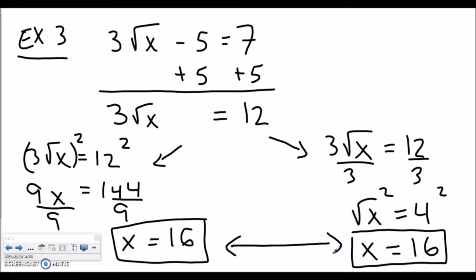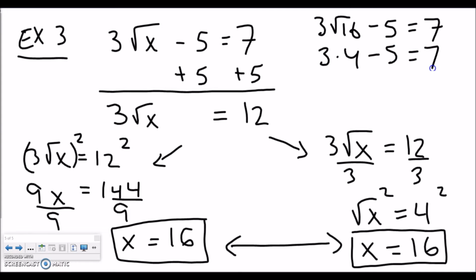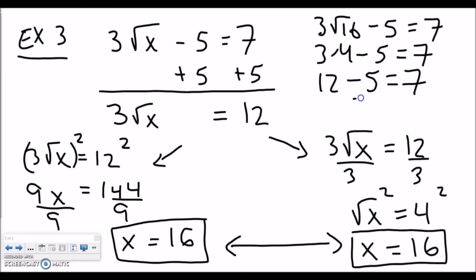And again, we have to check our answer to make sure that it works. So I'll do that at the top here. 3 square roots of 16 minus 5 equals 7. That means 3 times 4 minus 5 equals 7. That's 12 minus 5 equals 7, and we know that the 12 minus 5 does equal 7. So this answer works. X equals 16.